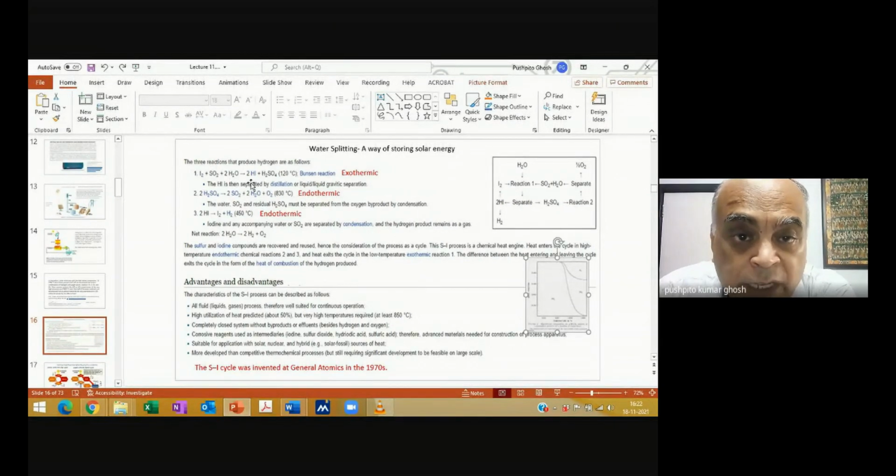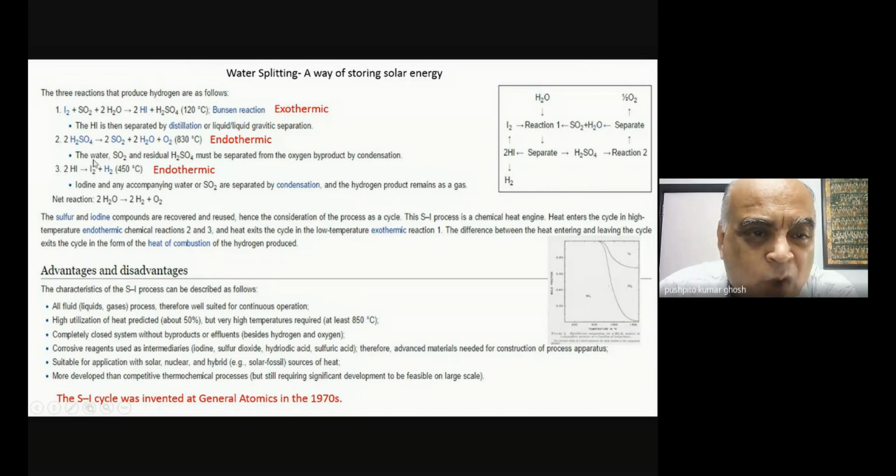Okay, and then what have I formed here? I've formed HI, and this reaction is exothermic. There is a third reaction, which is known: if I heat up HI, it decomposes to I2 plus H2. So you can see in one reaction I am generating oxygen, and in another reaction I am generating hydrogen.